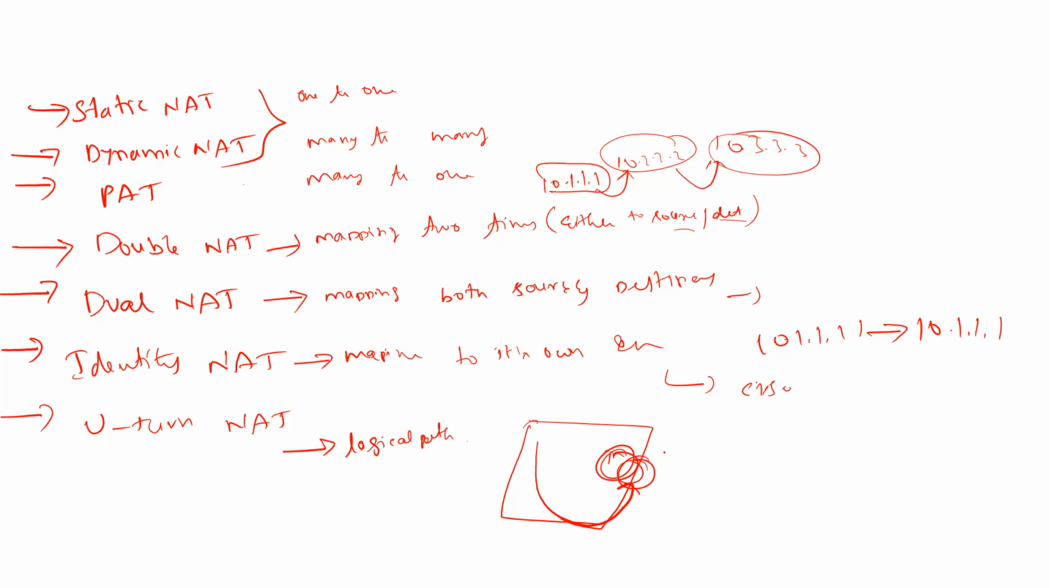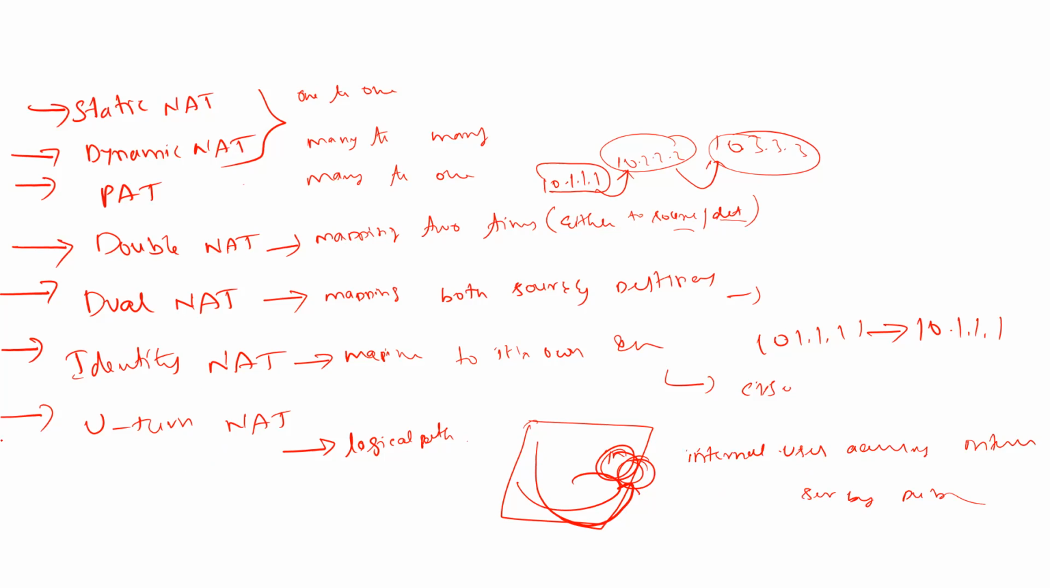Internal users accessing the internal server by using the public IP address is called U-turn NAT. How the data path will go, we'll discuss later on. But this is about the different types of NAT we have.